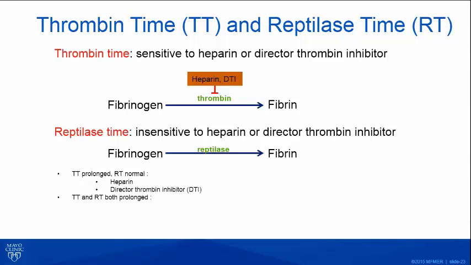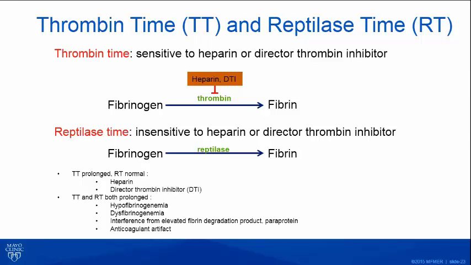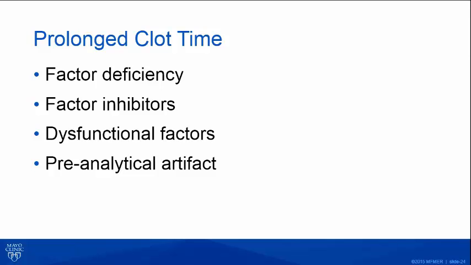Whereas if both are prolonged, there are multiple causes that can contribute: hypofibrinogenemia, dysfibrinogenemia, interference from elevated fibrin degradation products or paraprotein, nonspecific interference of the assay, and other spurious anticoagulant artifacts such as an EDTA tube or an underfilled tube. So Dr. Nichols just mentioned the causes of prolonged clotting time can be categorized into factor deficiency, inhibitors, dysfunctional factors, and pre-analytical artifacts.